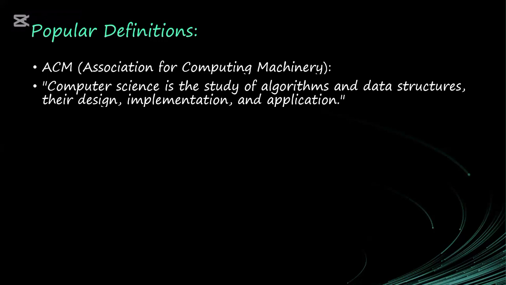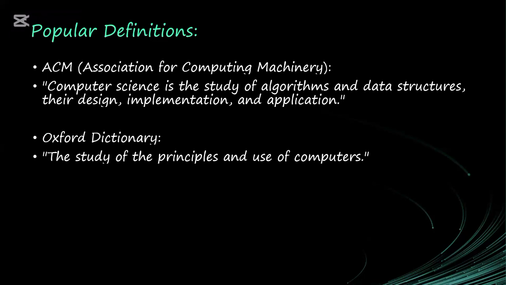Don't worry, we are going to talk about algorithms and data structures, okay? Then we also talk about their design, their implementation, and their application. So the Oxford Dictionary defines computer science as the study of the principles and use of computers. So basically, when you're studying computer science or taking a course like this, you're going to understand how computers work, how computers process data. When you give them data, how do they process this data? And after processing this data, how do they give it back to you? So there's just a whole lot to learn here. Trust me, it's going to be very fun.